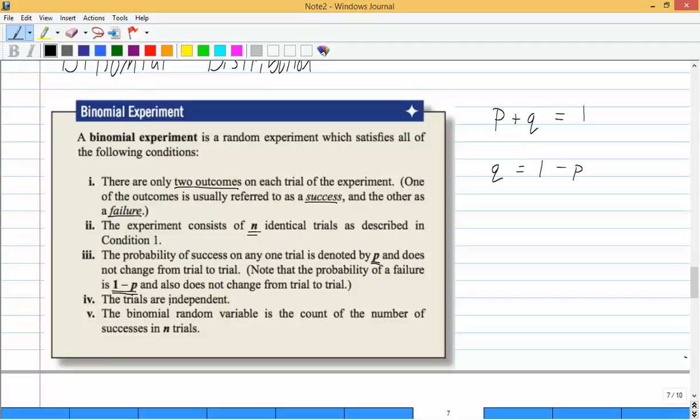So what does that mean? They do not depend on each other. Just because I get a success on this trial doesn't mean I'll get a failure on the next trial or a success on the next trial. They're all independent. The binomial random variable is the count of the number of successes in n trials.